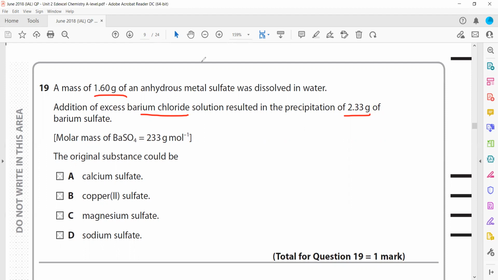So if it was calcium sulfate, first thing, it cannot be calcium sulfate. Why can it not be calcium sulfate? Because barium, calcium, and lead sulfates are insoluble. So A cannot be the original, because in the question 1.6 grams of anhydrous sulfate dissolved in water, and calcium sulfate is insoluble in water, it cannot dissolve. So we are left with copper, magnesium, and sodium, so it can be either copper sulfate, CuSO4, or magnesium sulfate, or sodium sulfate.